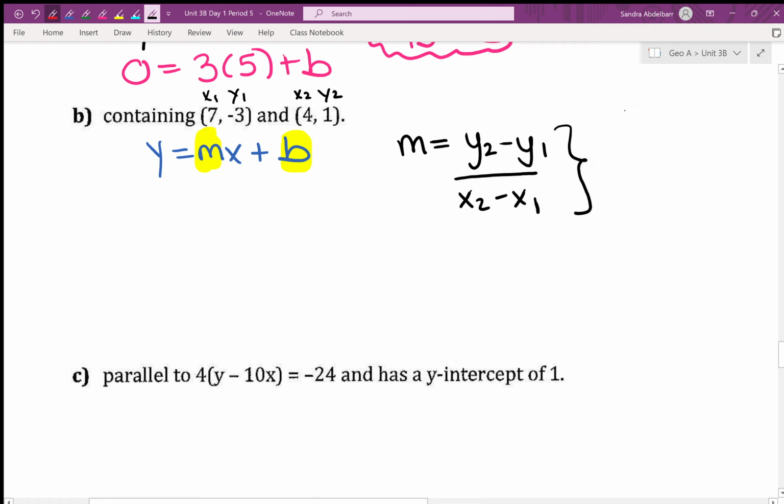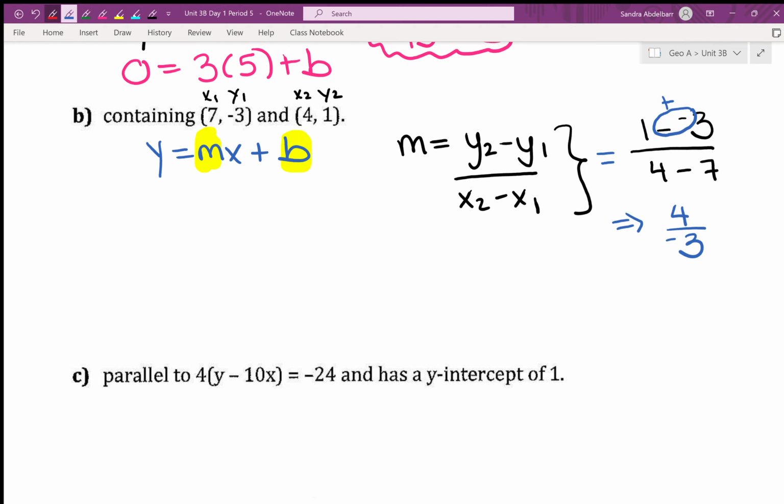So now we are going to have 1 minus negative 3 and 4 minus 7. What does a double negative make? A positive. So we are going to end up with 4 over negative 3. Is it okay if I take that negative out of the denominator and give it to the numerator instead? Absolutely. You could always take a negative out of the denominator and assign it to the numerator instead.